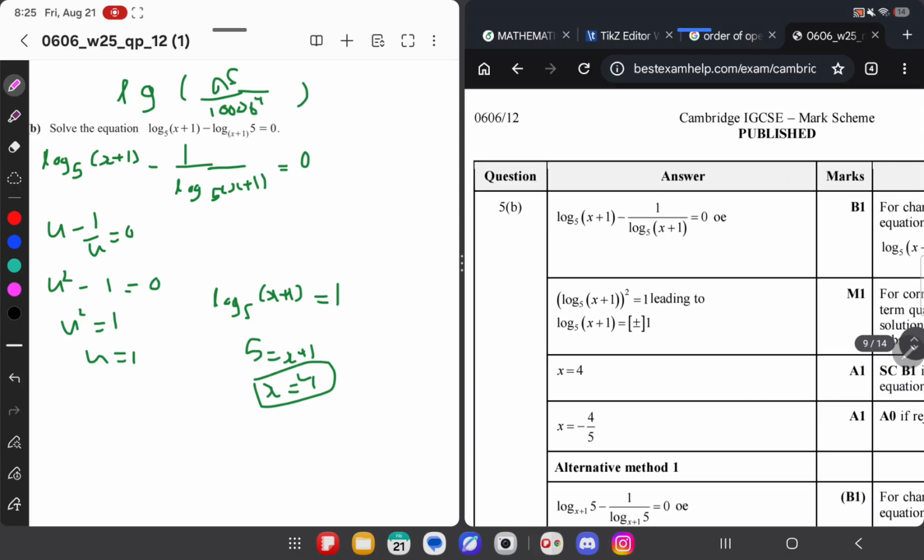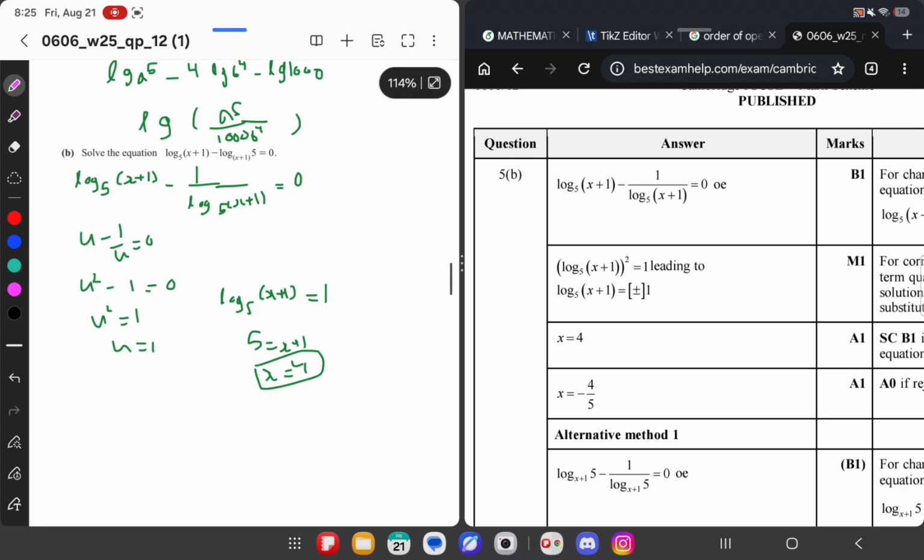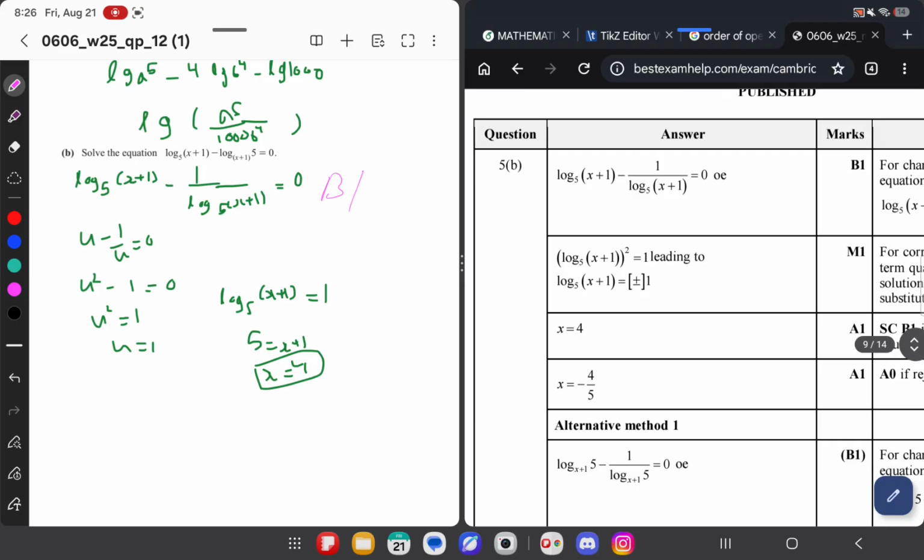Part B. Seen or equivalent. We have log base 5 prime plus 1, B1, leading to log base 5 plus minus 1. What is this? What the hell? What the hell?